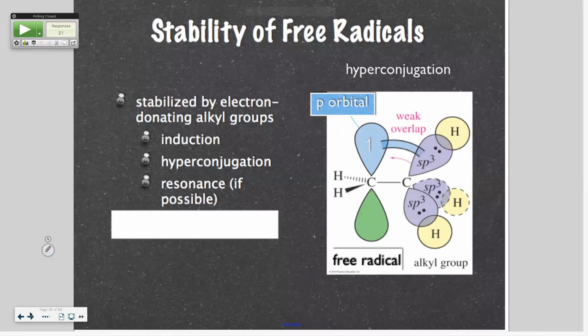A lot of this has to do with that intermediate that's formed. Do you remember what was formed? A free radical. Free radicals are stabilized by electron donating alkyl groups. An alkyl group is another carbon. Remember when we talked about primary, secondary, tertiary? That's going to matter now.